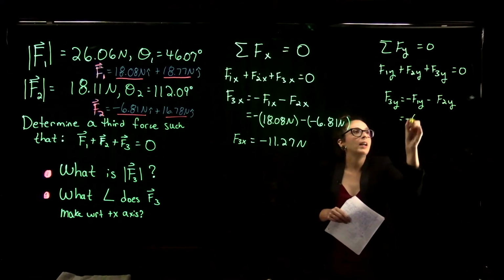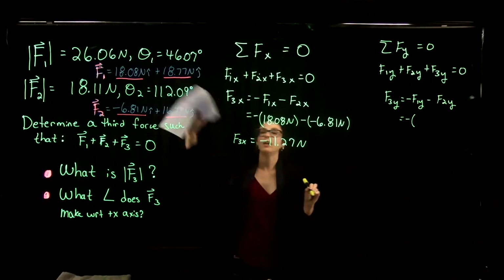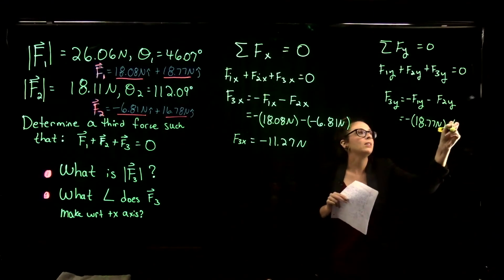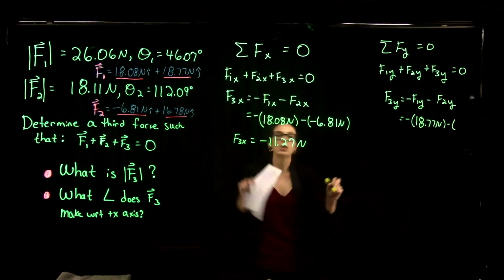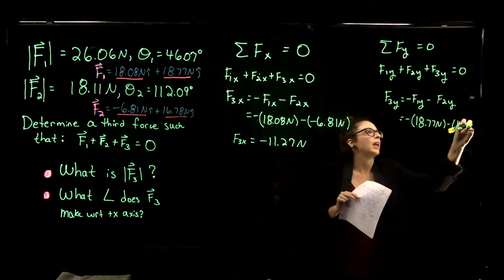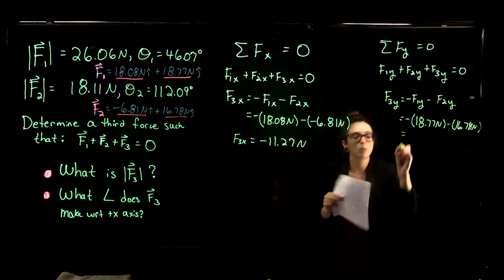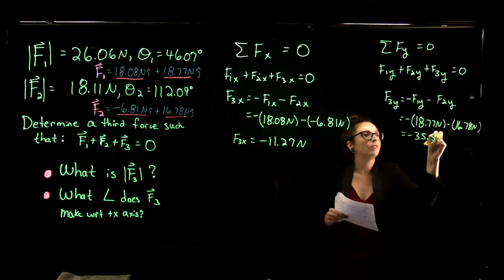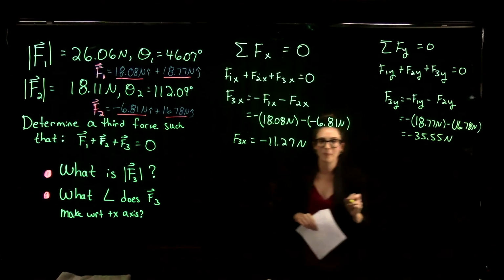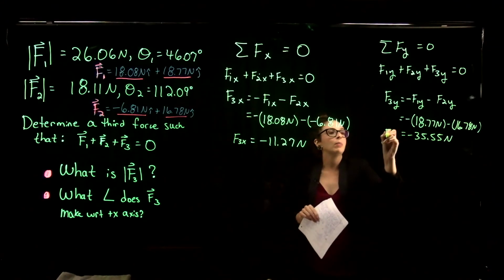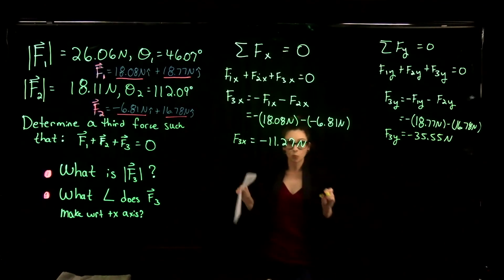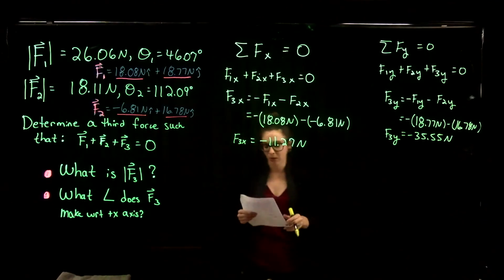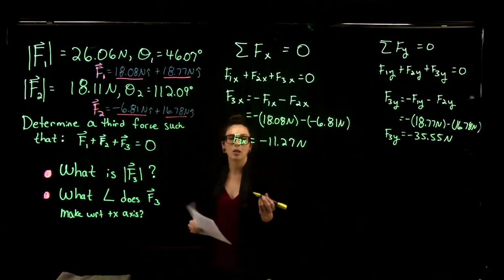This is equal to minus the y component of F1, 18.77 newtons, minus the y component of F2, 16.78 newtons. And so this is equal to negative 35.55 newtons. Okay, so we've got the x and y components of this vector. What does this vector look like then? We know the x components, we know the y components, so let's draw a little sketch.